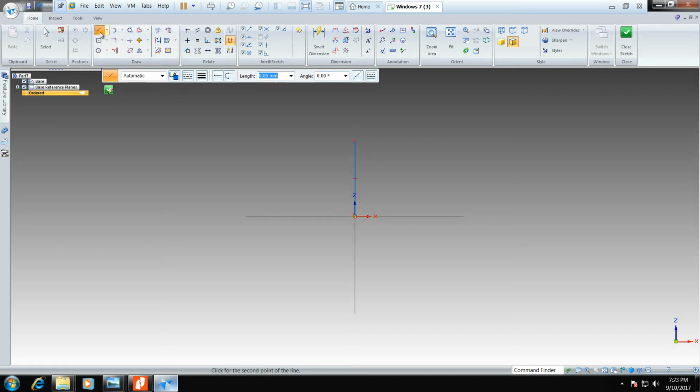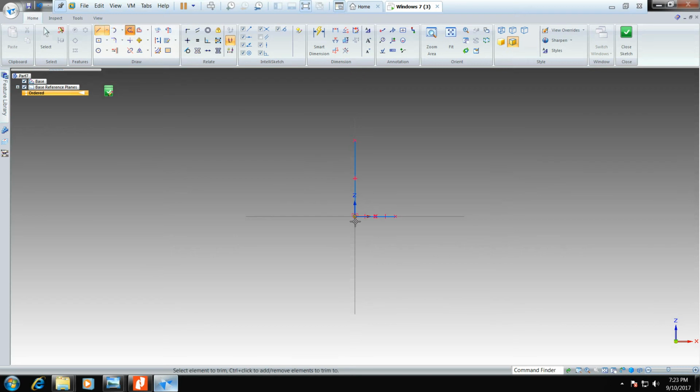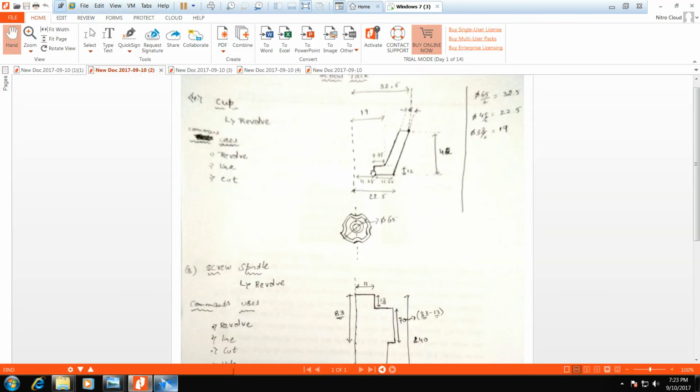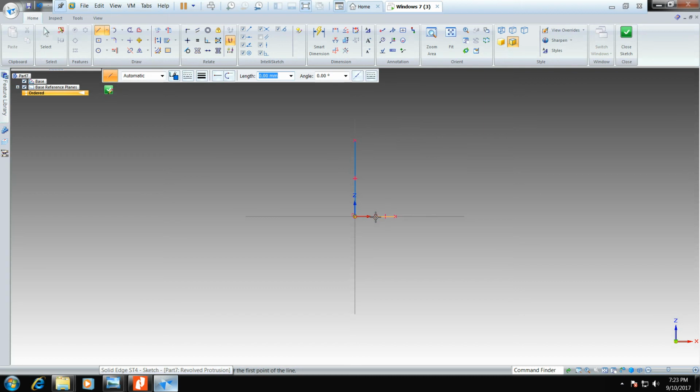Again select the line command, go with 11.25. This is my first point. Again from that point another line 11.25. Enter. We got two lines. The first line is an unwanted line. Okay. Then again from the figure, this vertical distance they have given as 12. So the vertical distance is 12.